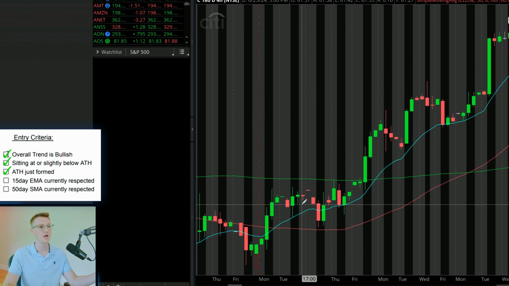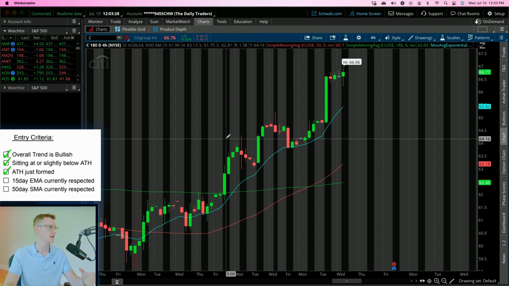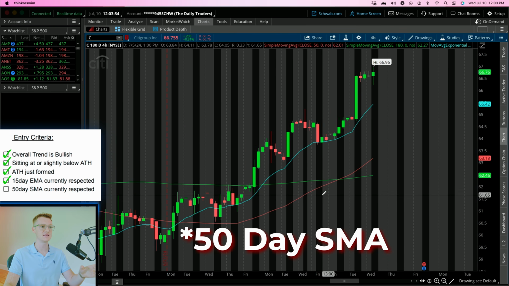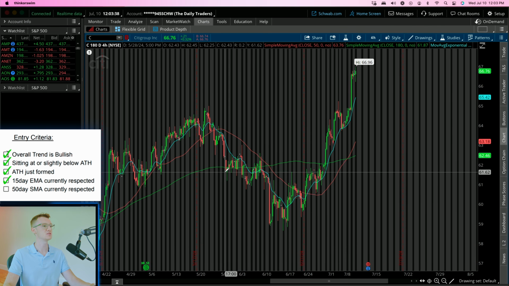You'll see, but overall, looking at the trend, we have remained and been able to hold above and continue trading above the 15-day EMA, making that level respected. So that is a check on our fourth box. Next, we want to see the 15-day EMA is currently respected. In this case, the 15-day EMA is not respected.